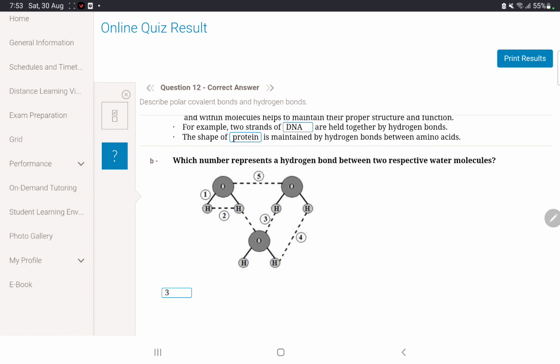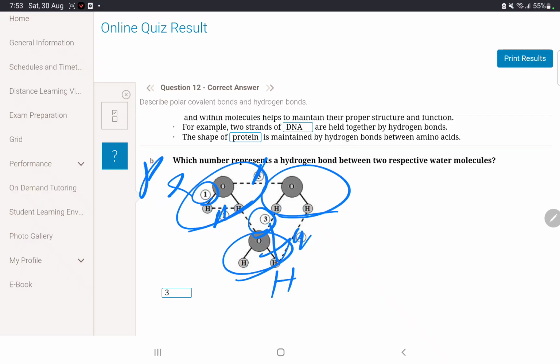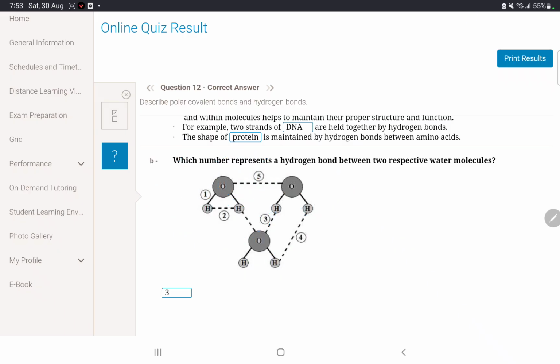Okay, see this. This is polar. This is hydrogen. Okay. So polar. Hydrogen. Why? This is one water molecule, this is another water molecule, this is another water molecule. Same water molecule, polar. Different water molecules, hydrogen bond, okay?